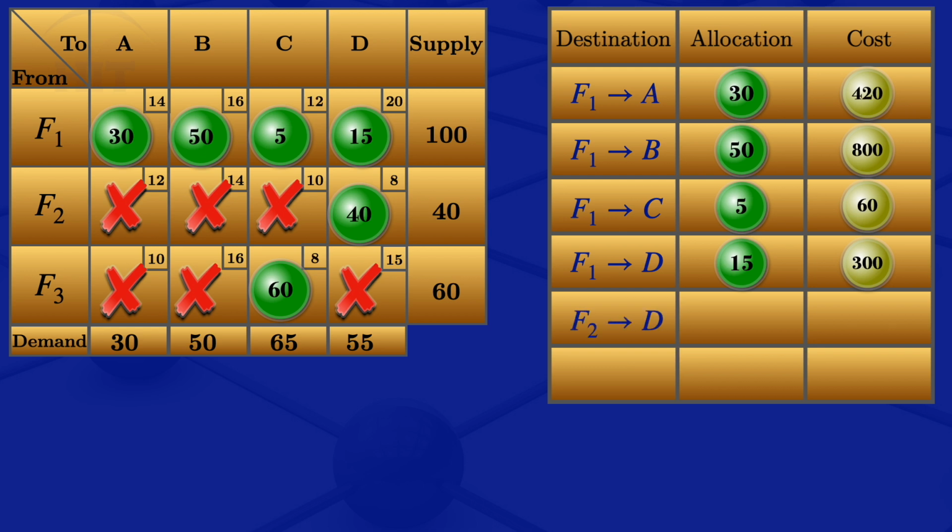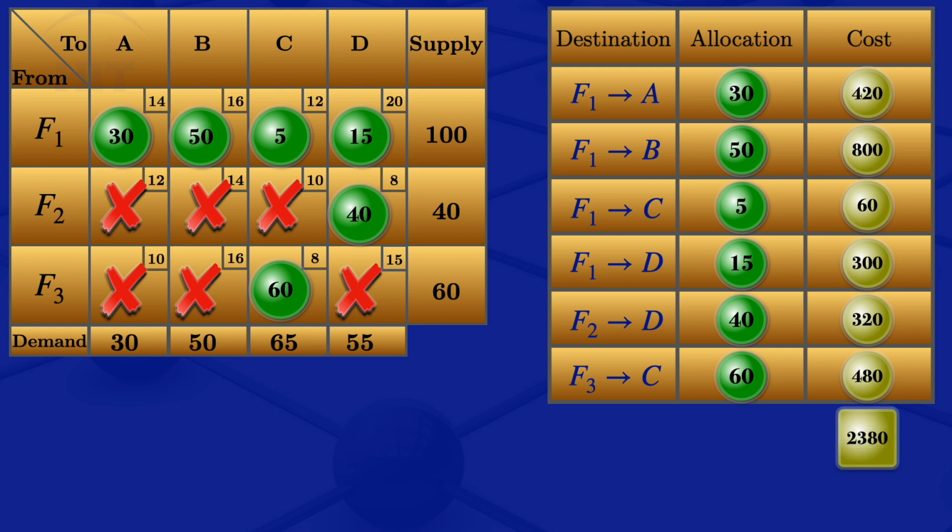From F2 to D, we have allocated 40 units at a unit cost of 8 to get a cost of 320. From F3 to C, we have allocated 60 units at a unit cost of 8 to get a cost of 480. The total of these costs is 2,380.